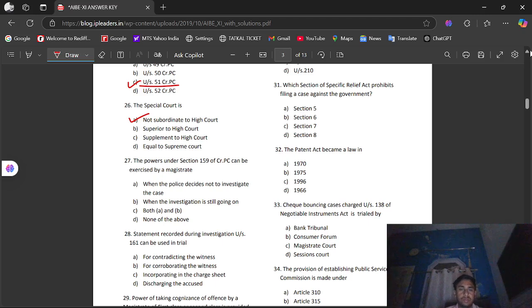Question number 27. The powers under section 159 of CRPC can be exercised by a magistrate. Option A, when the police decides not to investigate the case. Option B, when the investigation is still going on. Option C, both A and B. Option D, none of the above. The right option is option A, when the police decides not to investigate the case.